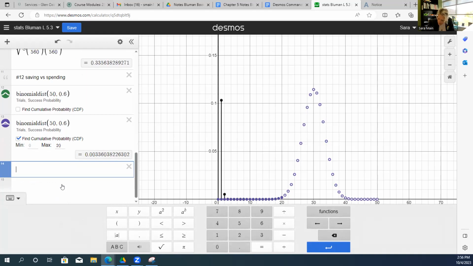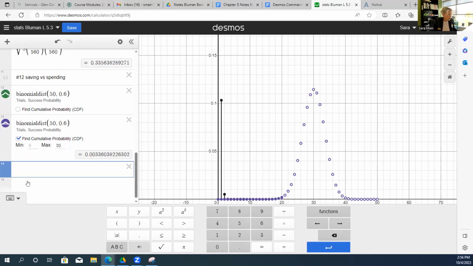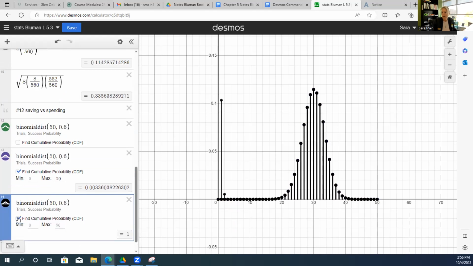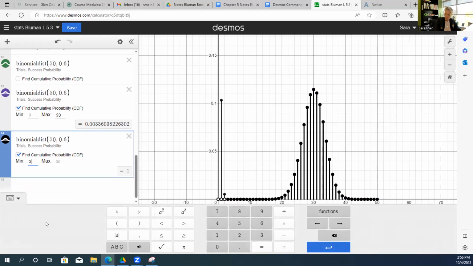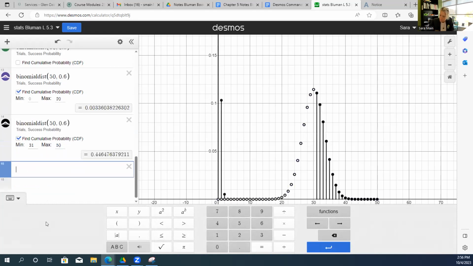Number 3 says the probability that more than 30 adults prefer saving. So more than 30 would be X is greater than 30. So strictly greater than 30 is the same as greater than or equal to 31. So we could copy this last command and paste that. Make sure the box is checked. And that means we're going to start at 31 and go up to all 50 of them. We don't want to include 30 on this one.